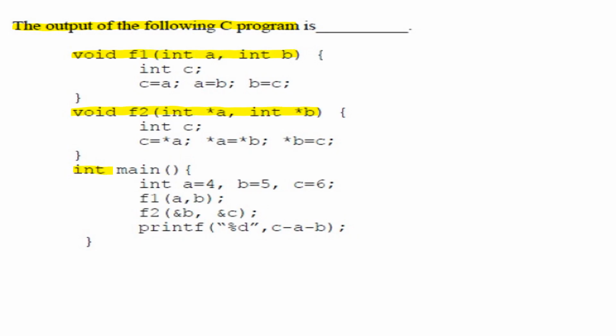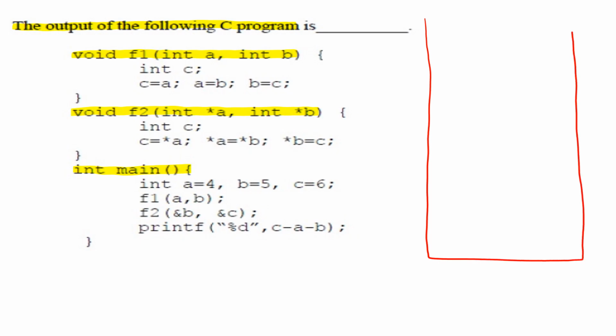F2, and main. Now we know that every program begins its execution from main. So what I will do is I will show you a runtime stack. This is the runtime stack. We know that execution will begin from main. So as soon as the function gets control, when the execution begins from main, a stack frame for main will be pushed onto the stack. So this is the stack frame for main.